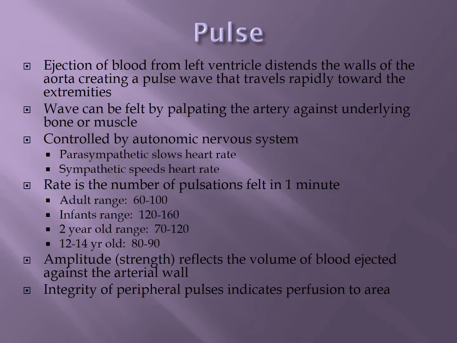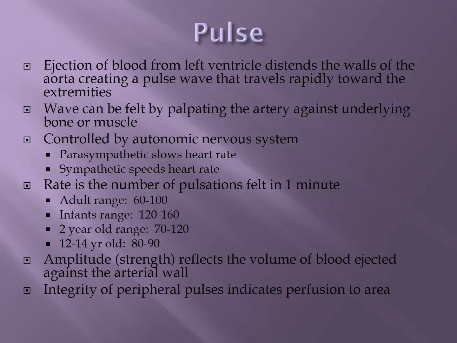But anytime it is the first time that you have ever assessed a pulse on a patient, you should always palpate it for 1 full minute and count the number of pulsations. Now, in infants, because they're tinier and their metabolic rates are higher, their heart rates are going to run between 120 and 160. When they get to be 2 years old, they start slowing down to the 70 to 120 range. And then when we look at 12 to 14-year-olds, it becomes 80 to 90.